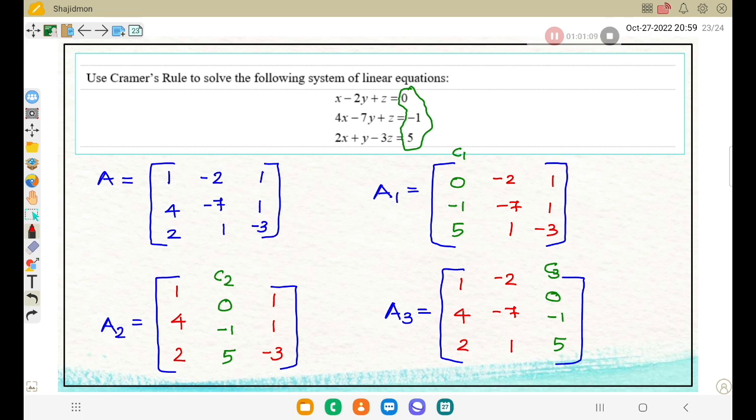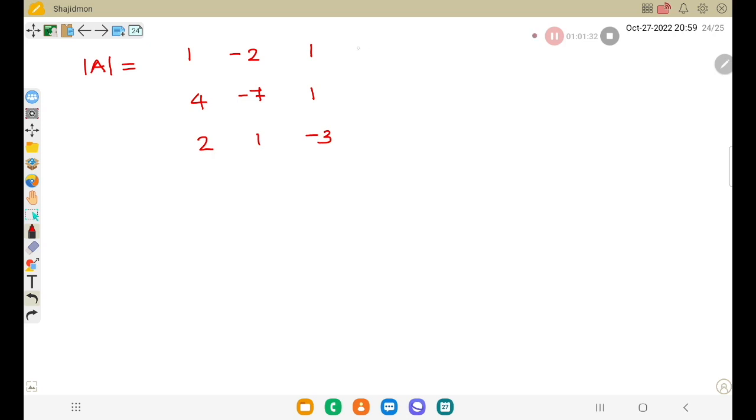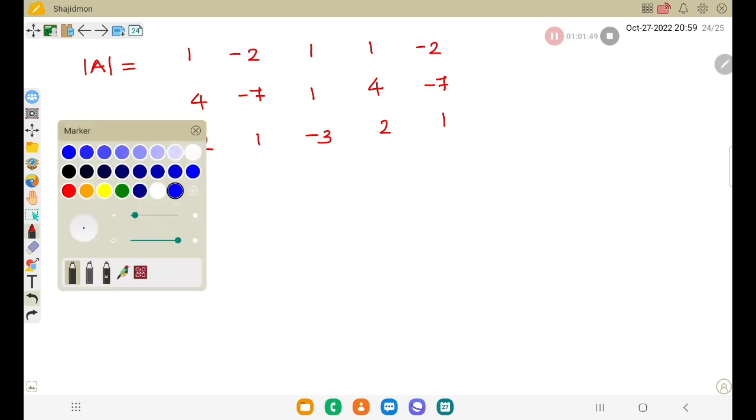Now we just need to calculate the determinant of these 4 matrices. First we need to calculate the determinant of A. What is the A matrix actually? 1, minus 2, 1, 4, minus 7, 1, 2, 1, minus 3, correct? Now column numbers 1 and 2 are repeated: 1, 4, 2, minus 2, minus 7 and 1. Here I am using Sarrus rule for expanding the determinant. You can use expansion by minors also, whichever is easier for you.